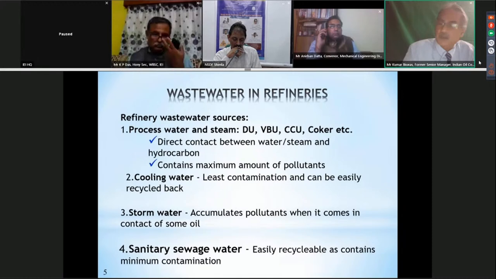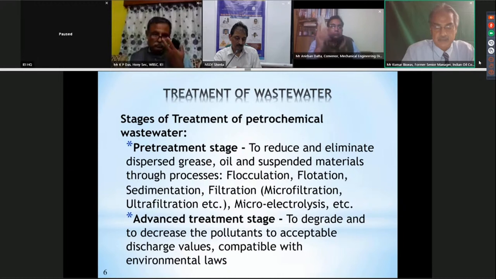So whatever water we get in the petrochemical industry, particularly from the refinery segment, we treat it, and the treatment is classified under two processes. One is pre-treatment and another is advanced treatment. The objective of the pre-treatment is to reduce the load on the water when it goes for the subsequent stages of advanced treatment.